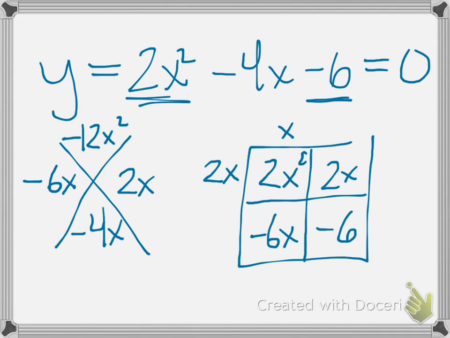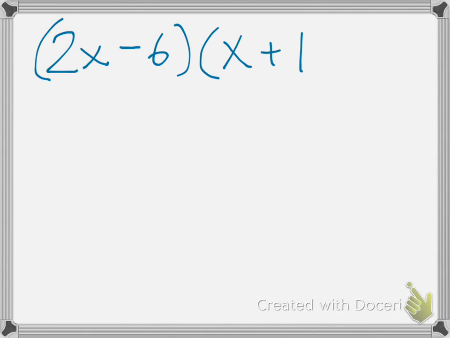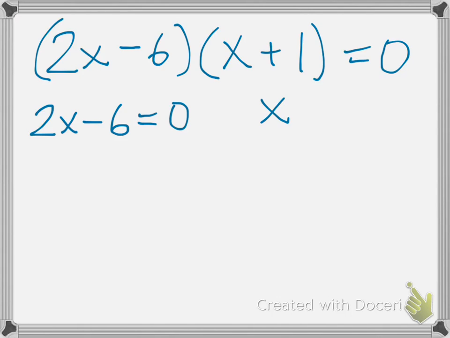But what matters next is how you use that 2x. I need to multiply 2x by some other number to get the 2x that's over here on the right side. So we're going to multiply 2x by 1 to get 2x, so I'm going to put a plus 1 here. And then I'm going to multiply x by negative 6 to get the negative 6x down here, which leaves me this structure. That means I have 2x minus 6, that quantity, times x plus 1 has to equal 0. So I will use the zero product property, set each factor equal to 0, and then I will solve.